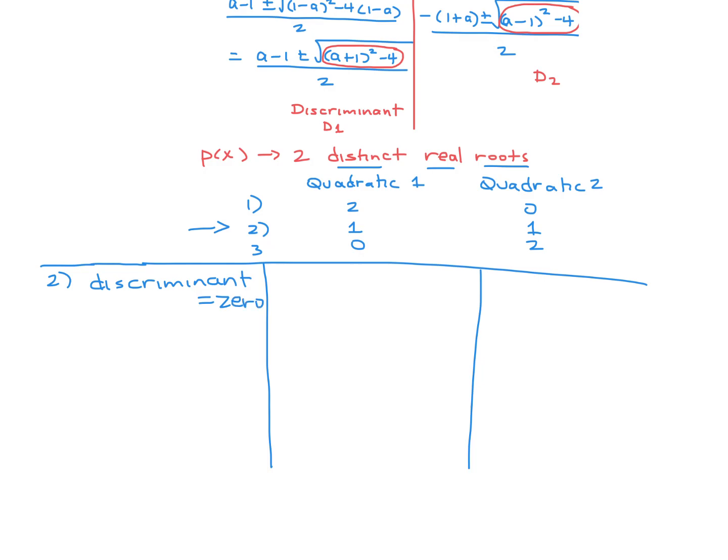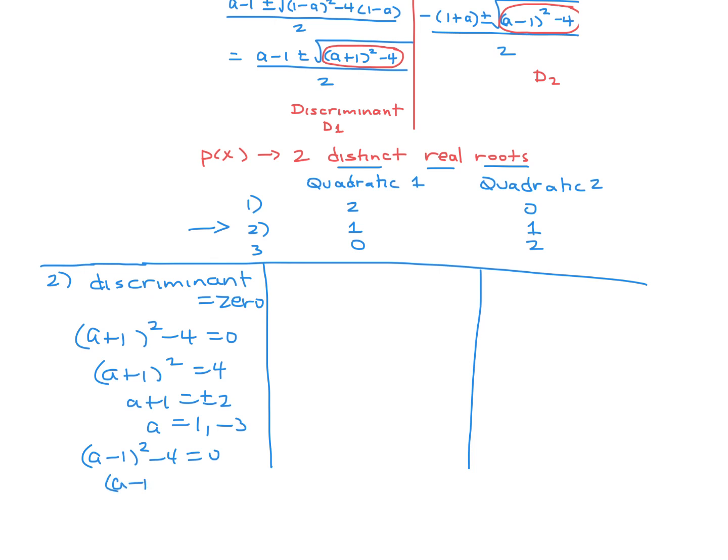Okay, so the first discriminant that I circled in red, that's (a plus 1) squared minus 4. And if that's 0, that means that (a plus 1) squared is equal to 4. A plus 1 is equal to plus or minus 2. That means a is equal to either 1 or negative 3. And then similarly, the second discriminant, (a minus 1) squared minus 4, has to equal 0. (A minus 1) squared is 4. A minus 1 is equal to plus or minus 2, and therefore a is equal to either 3 or negative 1.